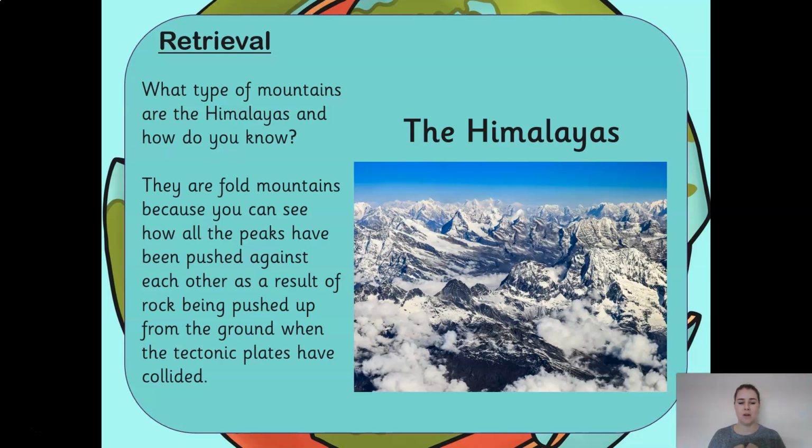Now we know that they're fold mountains because they push together, rather than going over the top of each other, they push up. So as they push up against each other, they're pushing all of that rock up. We also know that fold mountains will tend to be found along the edges of where the tectonic plates meet. So well done if you got that correct.